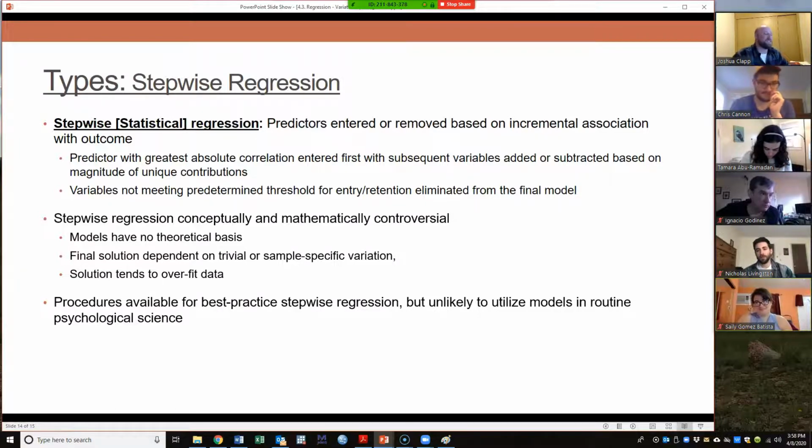So yeah, we just don't see these types of models a whole lot in our research, but they will come up, and there are best practices. It's not that you can't use these in a best practice approach. It's just that we often don't run into scenarios in behavioral sciences where this starts to become an issue.